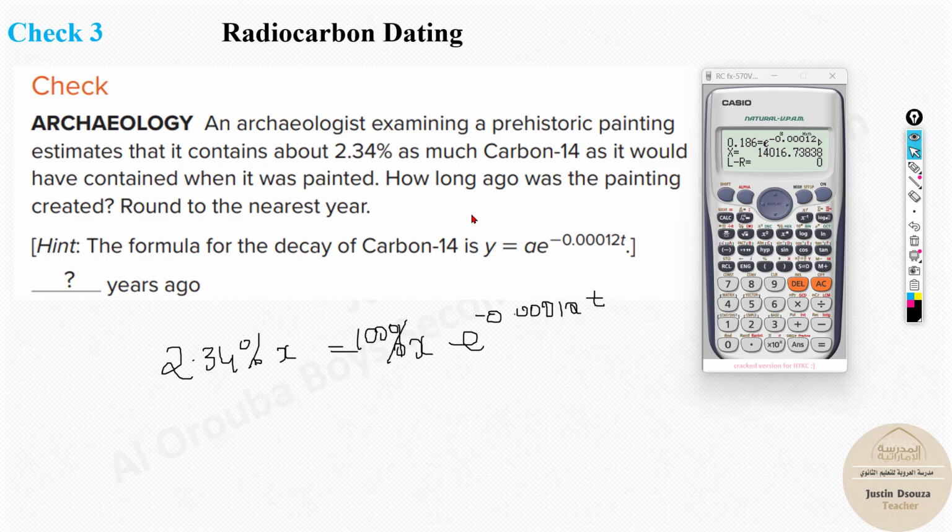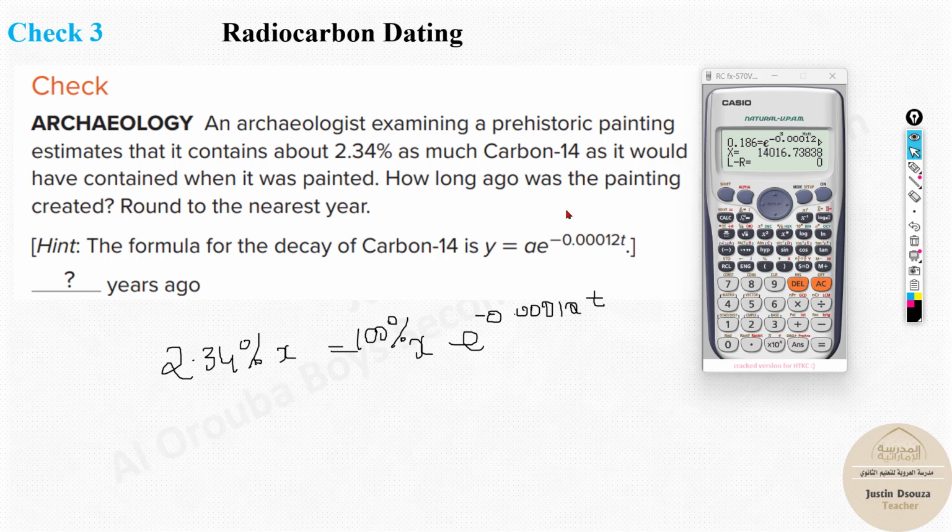Okay, I did not read the problem, but I knew it's similar because all the values are given. That's why I wrote it out. Let me just make this right. This is percentage over here, and that is up, X is multiplied. Now here an archaeologist examining a prehistoric painting estimates that it contains about 2.34% as much carbon as it would have contained when it was painted. How long ago was the painting created? Round off to the nearest year.